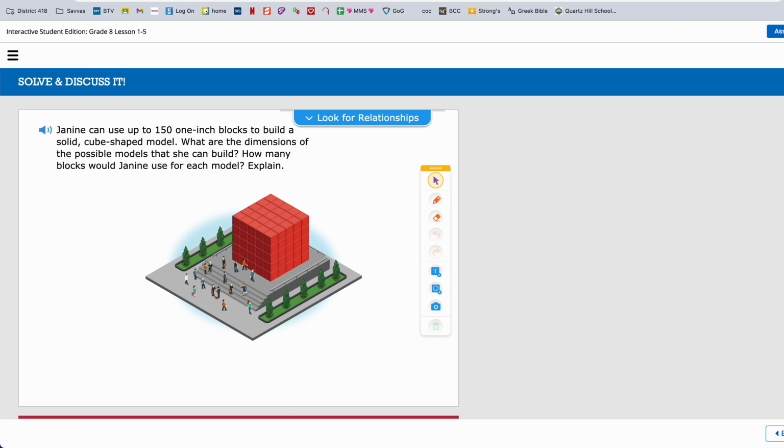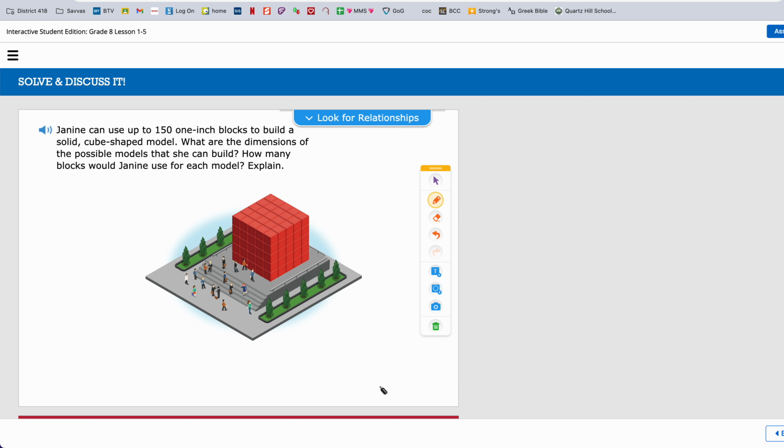Here we go. Janine can use up to 150 1-inch blocks to build a solid cube-shaped model. What are the dimensions of the possible models that she can build? How many blocks would Janine use for each model? And explain. Of course, we'll talk through the explanation, and we'll do some writing up here just to illustrate some things.